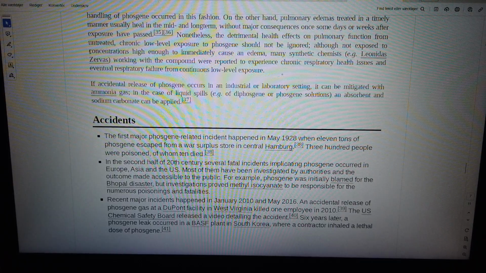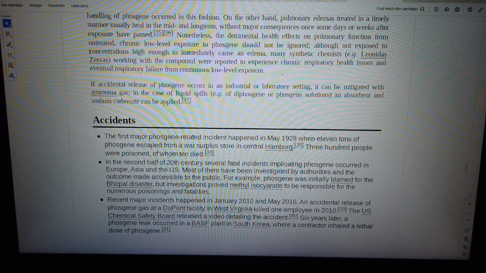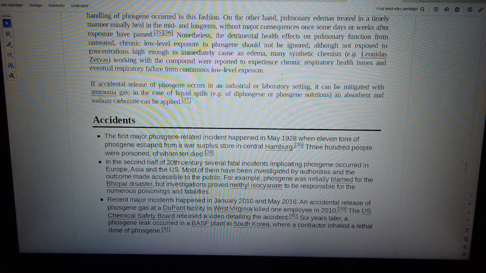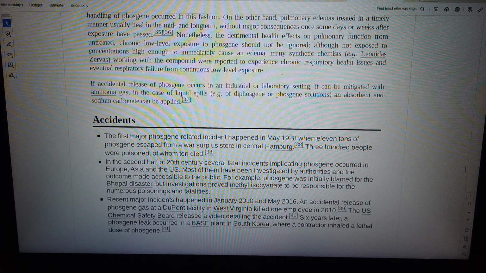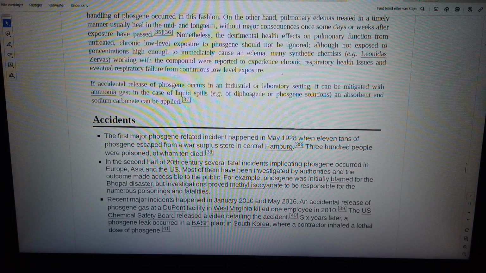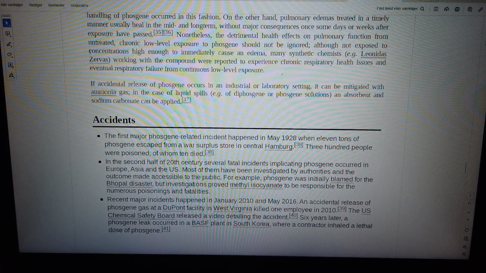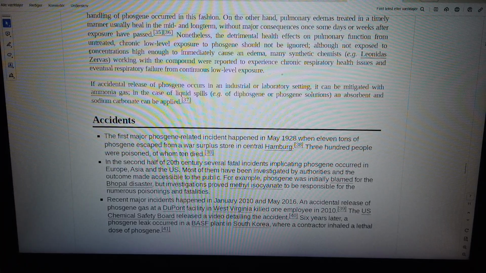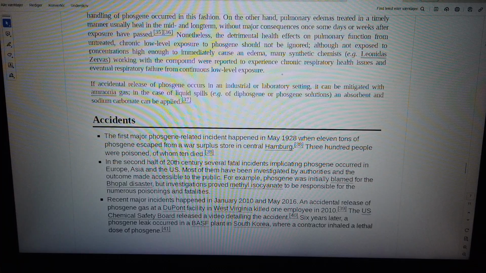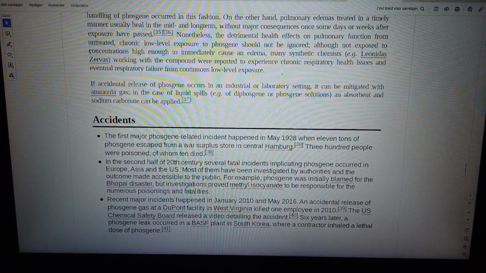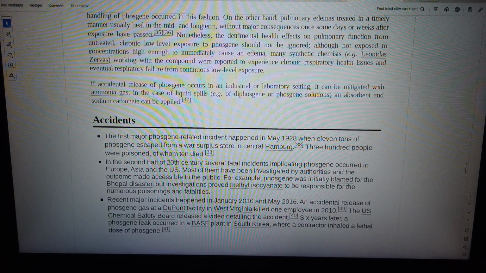Many synthetic chemists, for example Leonidas Zervas, working with the compound were reported to experience chronic respiratory health issues and eventual respiratory failure from continuous low-level exposure. If accidental release of phosgene occurs in an industrial or laboratory setting, it can be mitigated with ammonia gas. In the case of liquid spills, for example of diphosgene or phosgene solutions, an absorbent and sodium carbonate can be applied.